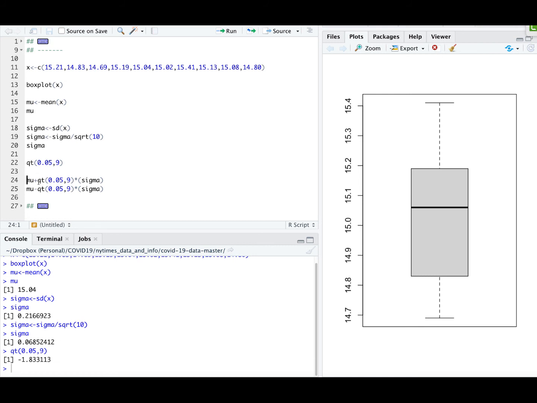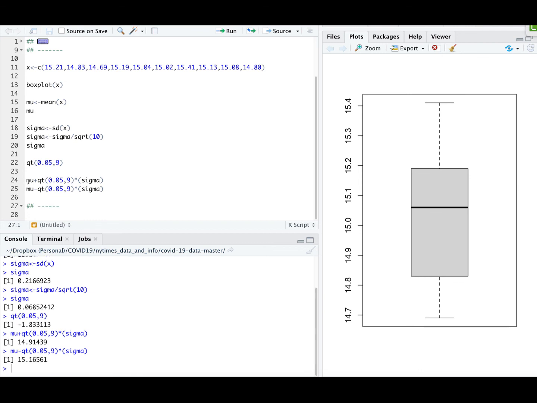You'll notice here, because we're using both the positive quantile in line 24 and the negative quantile. But let's evaluate these two numbers here now, 24 and 25, to get the left and the right endpoints respectively of our confidence interval. So there you go. Our confidence interval is the interval of values from 14.91 up to 15.17.